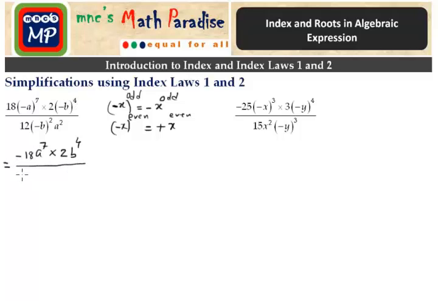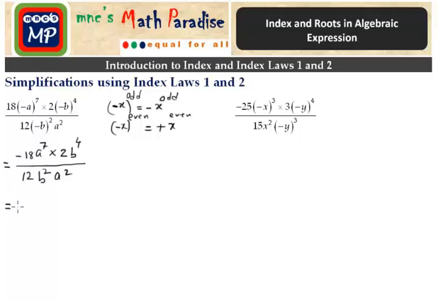Division, 12 times minus b to the power 2. 2 is an even number, so this minus will become plus. So we will get b to the power 2 because minus with even power becomes plus. So minus b square, this power is even, so this minus will become plus, b square, and then a square. So we need to first remove all these minus signs from the index and then we will do the calculation.